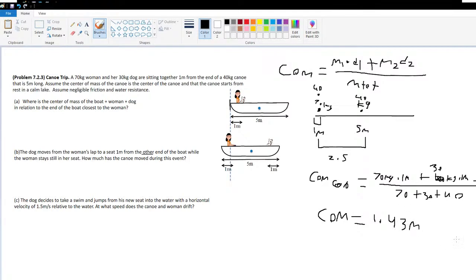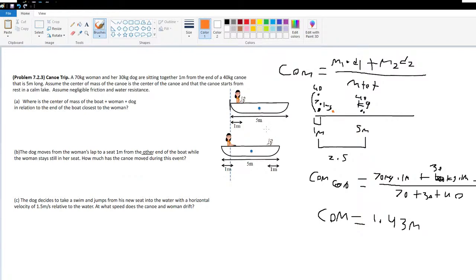1.43 meters. And you can see that intuitively, right? Because you have a bunch of mass over here and a little bit of mass over here, so it makes sense that the center of mass would be here. That makes sense? Yeah, thank you.